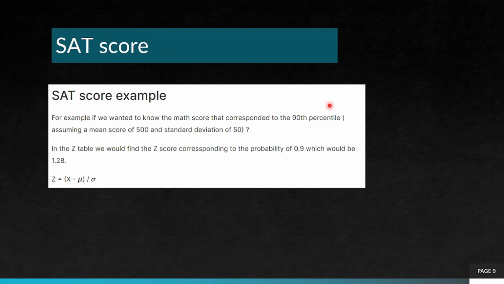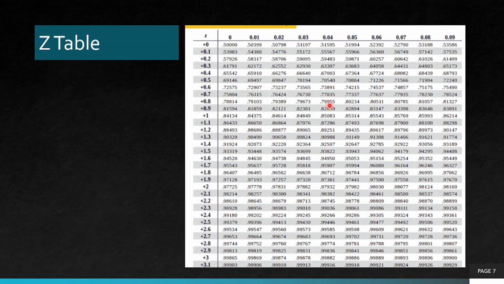The SAT score, for example: if we wanted to know the math score that corresponds to the 90th percentile, assuming a mean score of 500 and a standard deviation of 50. So how do we do it? In the Z table, the Z score corresponding to the probability of 0.9 is 1.28. How do we find it? If we go down here, we see it at 1.28.